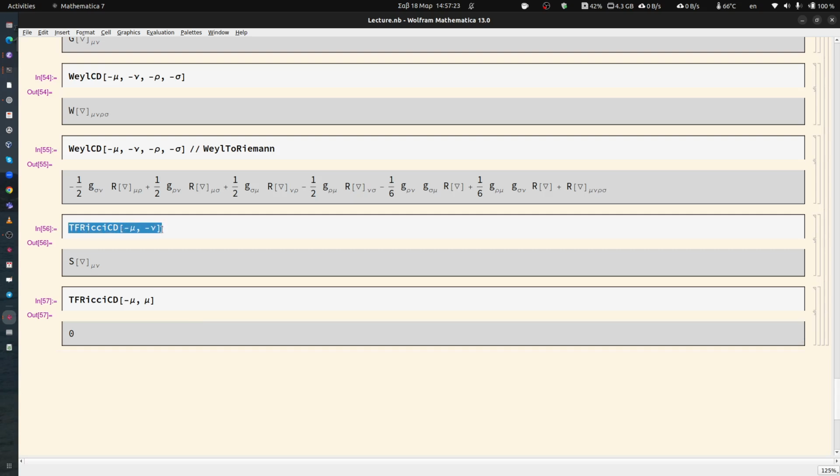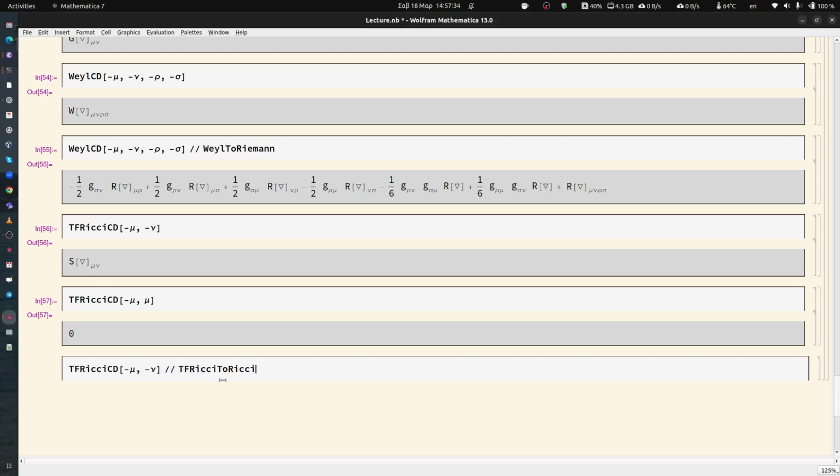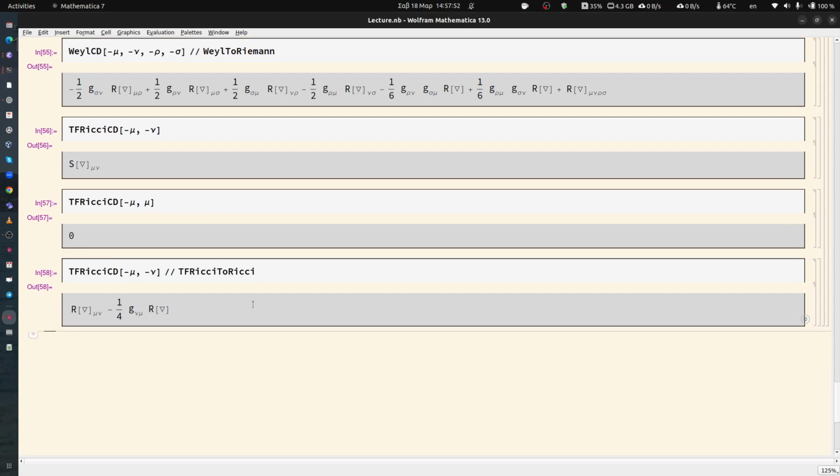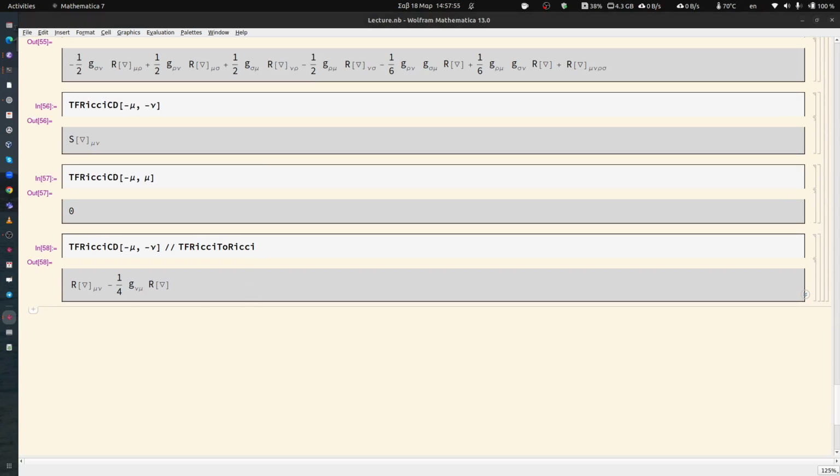Now, if you want to see how you can express this in terms of the normal Ricci tensor, there is a special function called TFRicciToRicci. And you see this expression here, which depends on the number of dimensions.